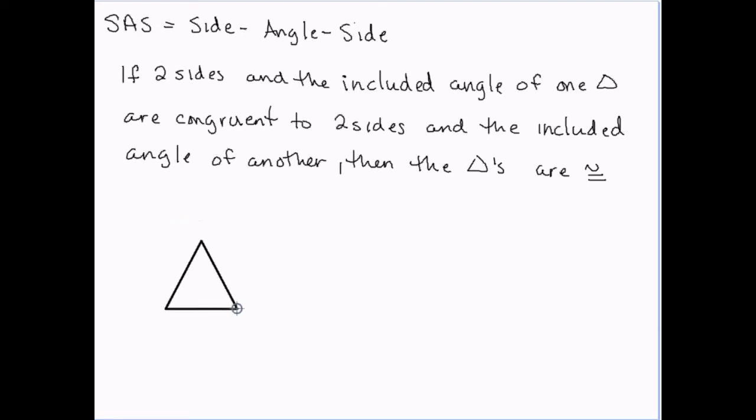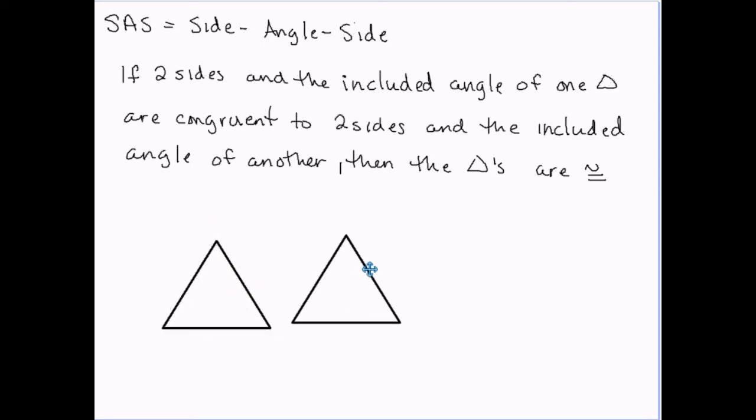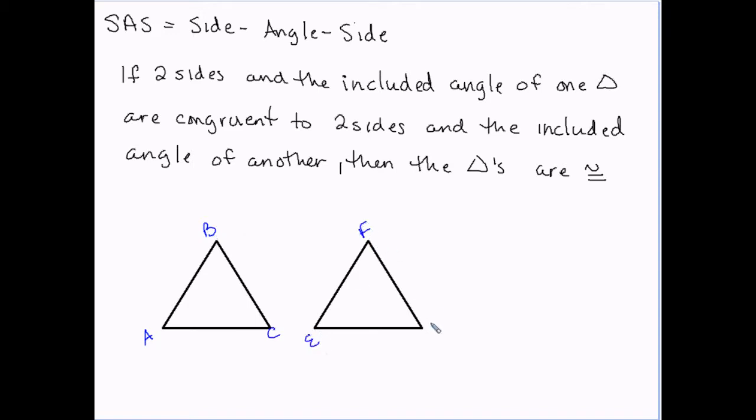So again, we take our triangles. To tell side, angle, side, you go around the triangle and you get a side, and then the angle, and then the other side. So the angle has to be between the two sides. For example, if these two sides were congruent and these two sides were congruent, I would need this angle to be the congruent angle. If it was this angle F or G, that wouldn't work. It has to be the angle between the two sides.